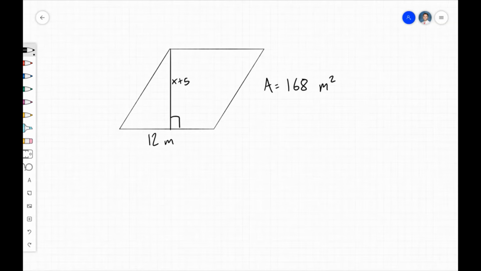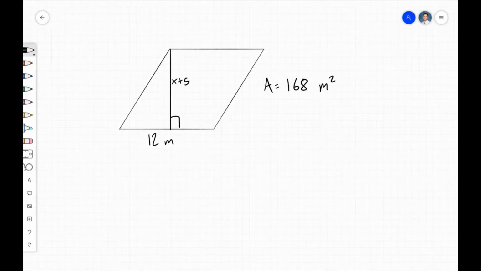Today we're going to take a look at combining algebra and geometry. So what I mean is using these formulas that we've been using with geometry to find the area, but having a variable that is unknown here. So you'll notice in this example, our height is listed as x plus 5. So we can use our formula, A equals bh, to solve for x.